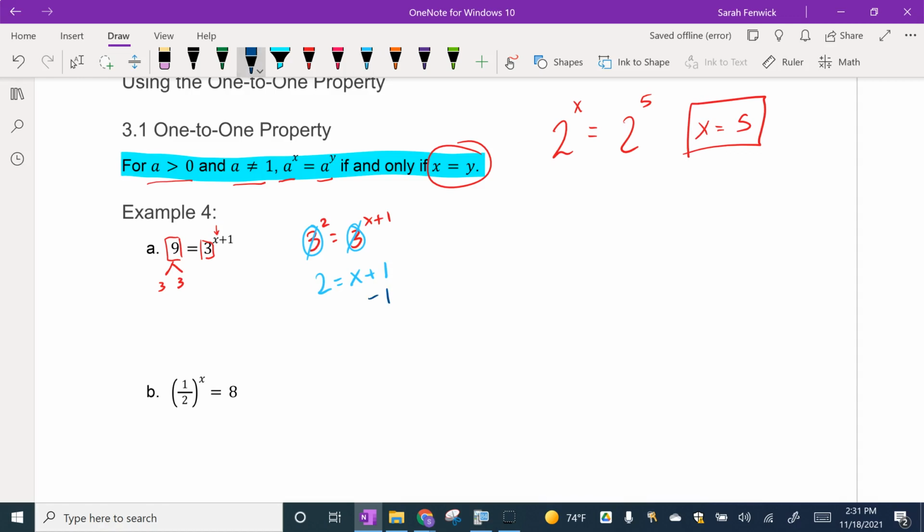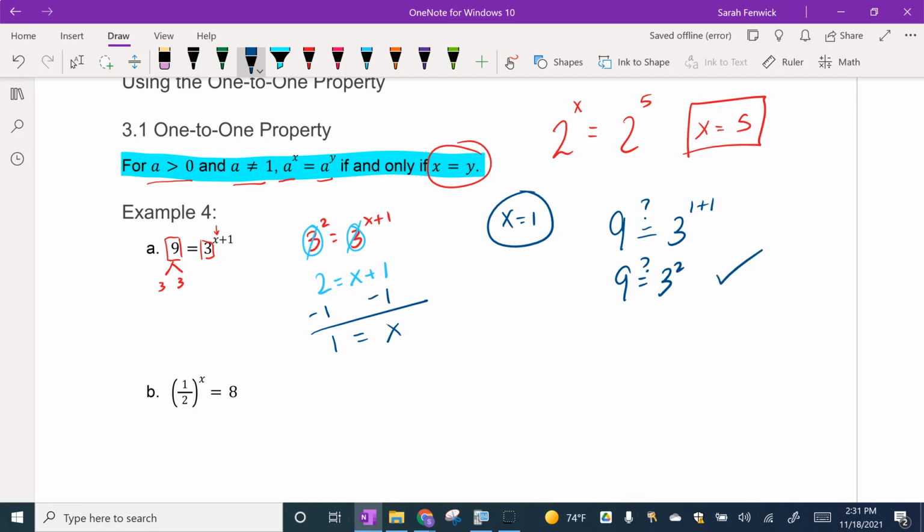We solve the equation, minus 1, minus 1. 1 equals x. Okay? So x equals 1 is our answer. Let's double check it. 9 equals 3 to the 1 plus 1. This is a question mark because we're checking. 9 equals 3 squared, and that is true. So x equals 1 is the correct answer.